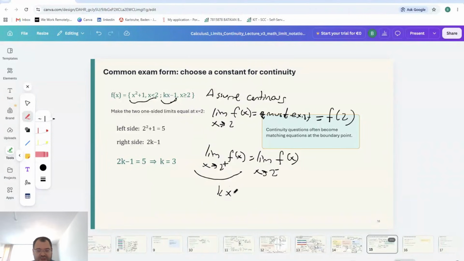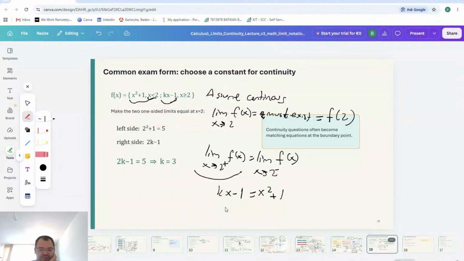This is simply kx minus 1. And for the values that are smaller than 2, we are approaching x from the left side. So it is simply values smaller than 2 and x squared plus 1. So here this is kx minus 1, and this is x squared plus 1. Since they are polynomials, here we have a line, here we have a polynomial. You can just use the substitution rule to solve this equation.